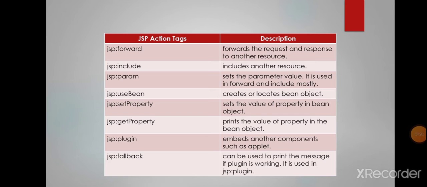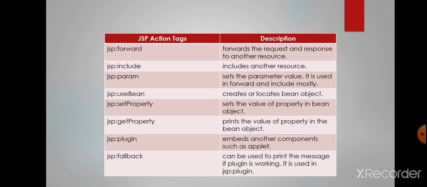Next, here are some JSP action tags and their descriptions. First one, JSP forward. It forwards the request and response to another resource. Next one, JSP include. It includes another resource. JSP parameter. It sets the parameter value. It is used mostly in forward and include. Next one, JSP use bean.